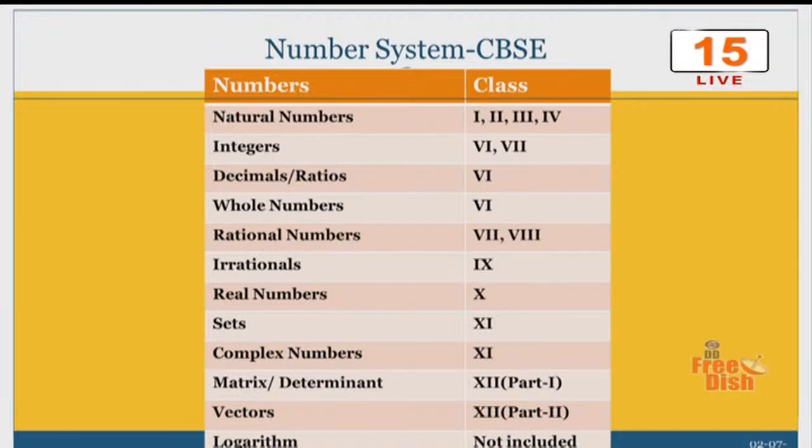So, if we see this, what is the number system in CBSE? Natural numbers are being taught in classes 1, 2, 3, 4. Up to class 4, I want to especially mention that there are natural numbers and whole numbers, where 0 is introduced, but up to class 4 no negative number is discussed.